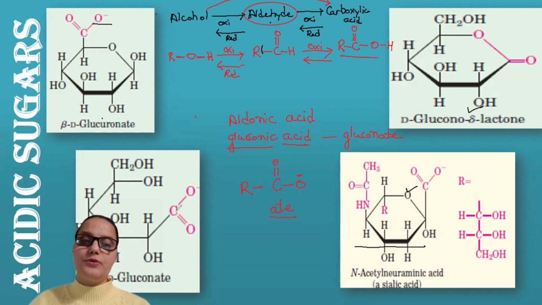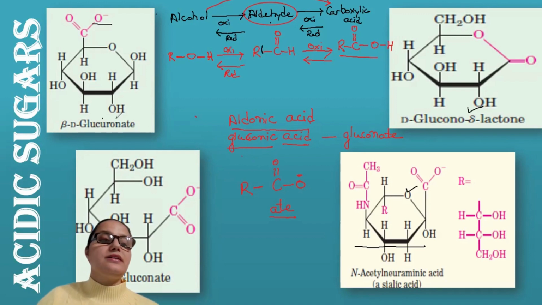All the monosaccharides which get oxidized at carbon number 1 form the aldonic acids, and they are named in such a way. If it would have been galactose rather than glucose which is getting oxidized at its carbon number 1, then it would have been named as galactonic acid, right?